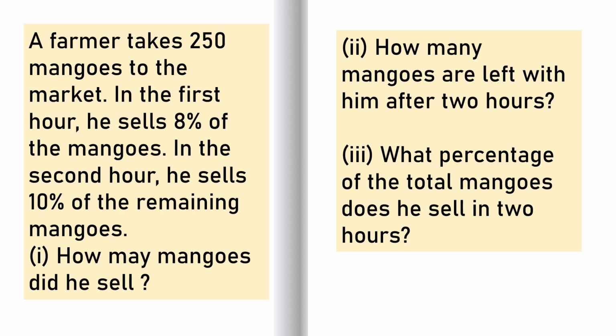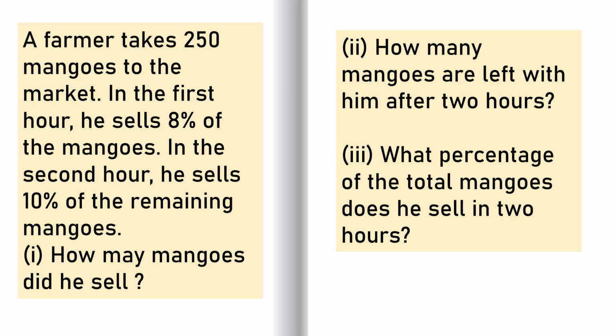A farmer takes 250 mangoes to the market. In the first hour, he sells 8% of the mangoes. In the second hour, he sells 10% of the remaining mangoes. First question: how many mangoes did he sell? Second question: how many mangoes are left with him after 2 hours? Last question: what percentage of the total mangoes does he sell in 2 hours?